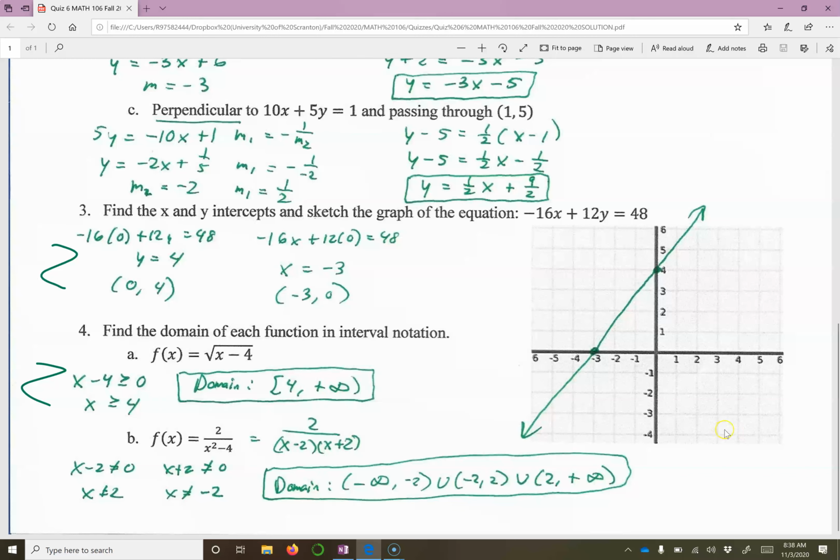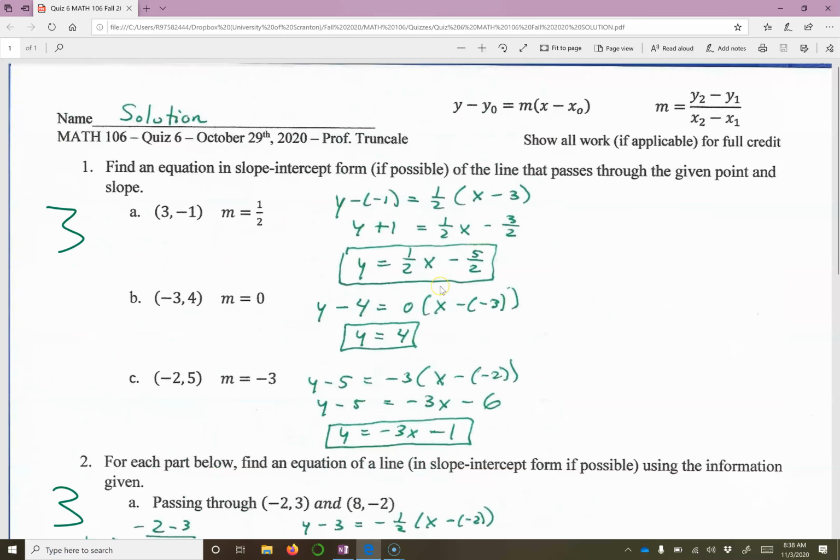So that was section 2.4, right? That last question was the domain of a function. But we've been doing that, I don't know, all the way back someplace in chapter 1 we talked about domain. All right, so any questions about this quiz? So this was 2.3 and 2.4.